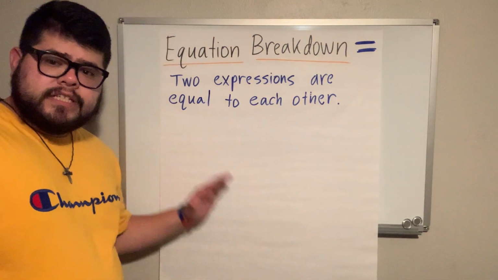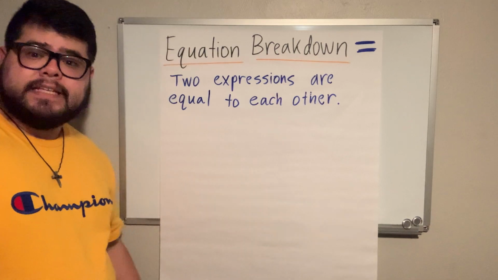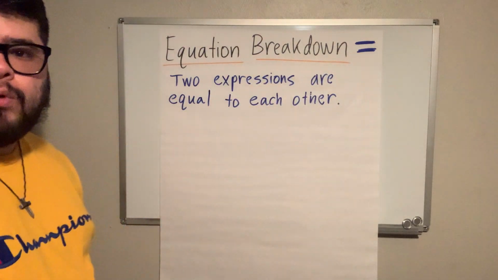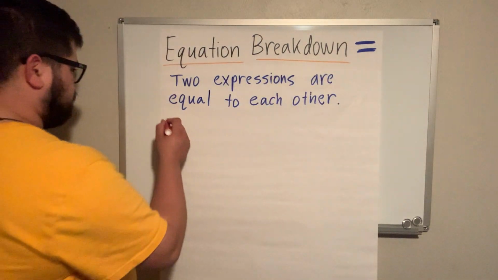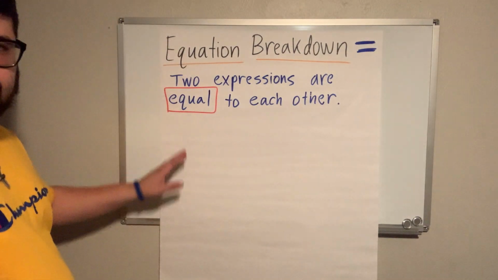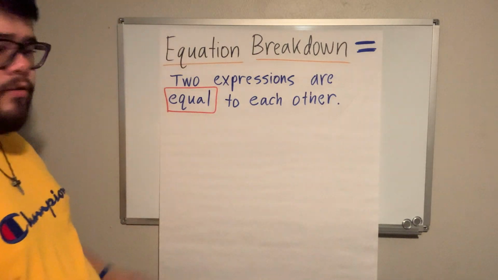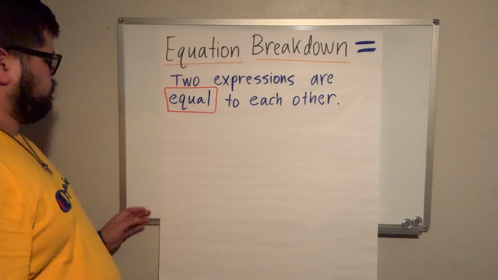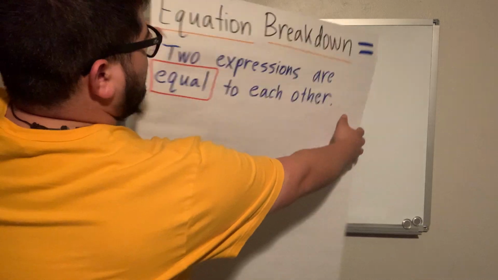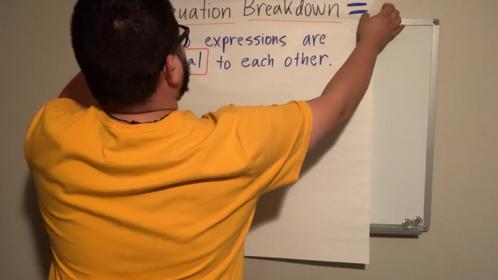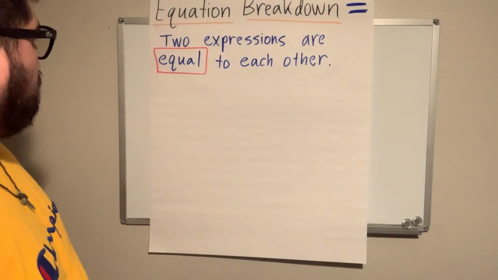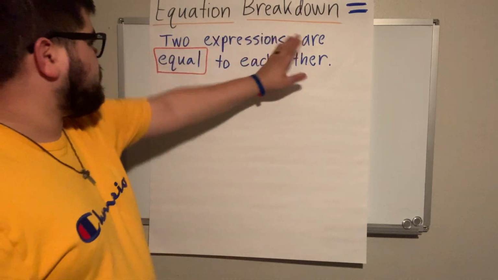And again, we're going to approach this just like we did the expression breakdown, but this time it's an equation breakdown. Equations have what? Equal signs. All right, make sure you get that written down. I'm going to go ahead and move this up so we can write at the bottom. You should still be able to see it. Equation breakdown. Two expressions are equal to each other.